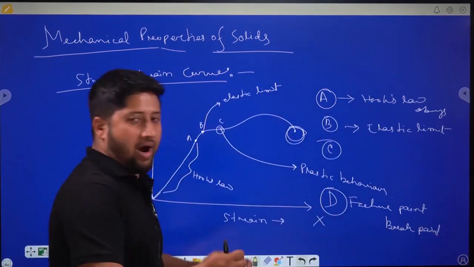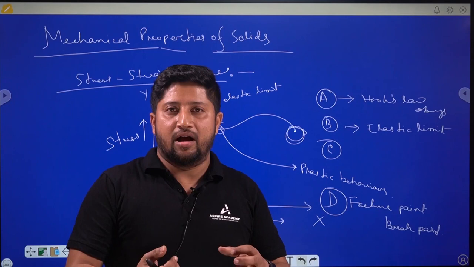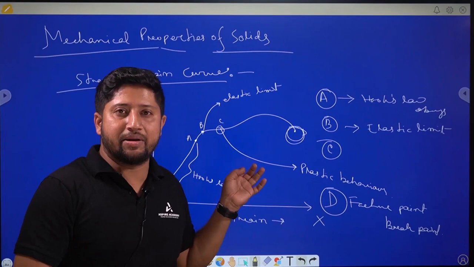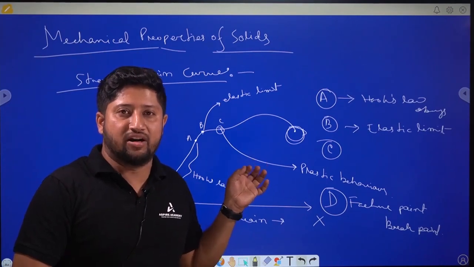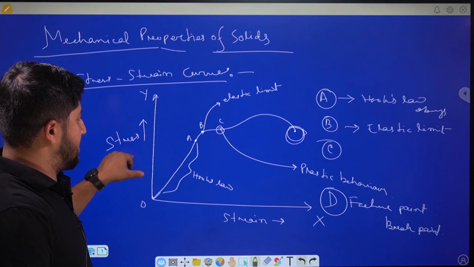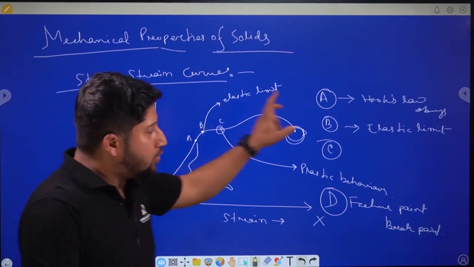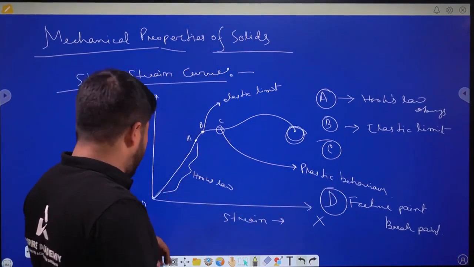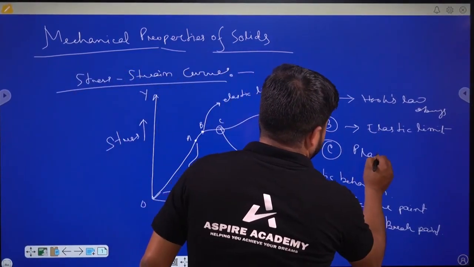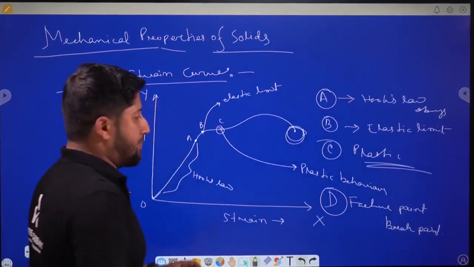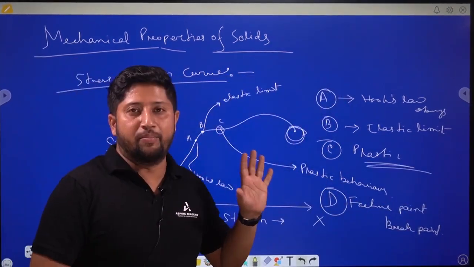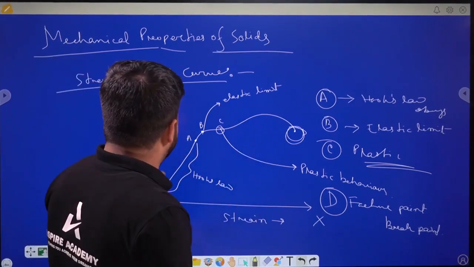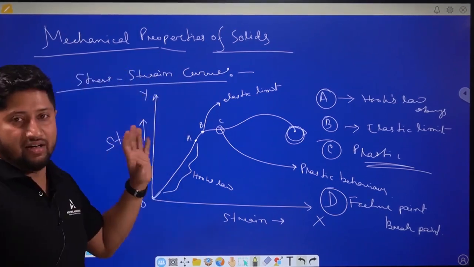At that point the wire can break. So this is called the stress-strain curve. In the exam it may be asked to explain the stress-strain curve. At point A, Hooke's law is obeyed. At point B, the elastic limit. At point C, plastic behavior. And at point D, we get the fracture point or break point. This is very important from the exam point of view.